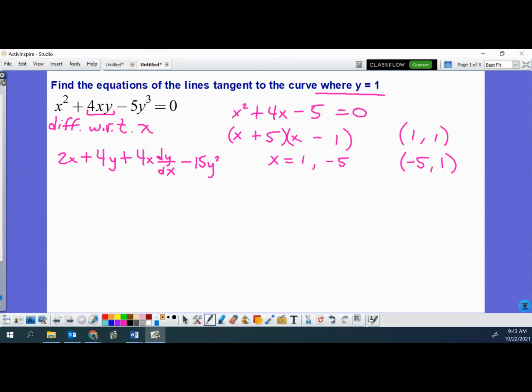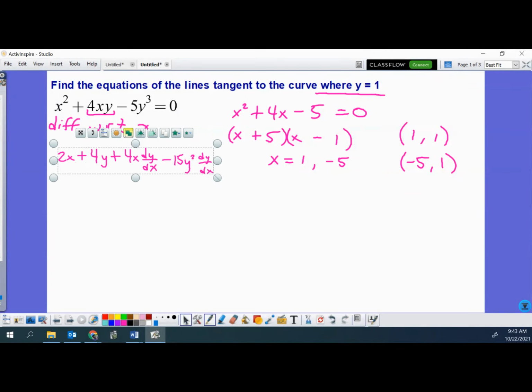And then again, chain rule, right? The implicit differentiation, so times dy dx. Okay, I don't really want that to mash into that other part, so we'll shrink it a little. And on the other side we have equals 0, of course.